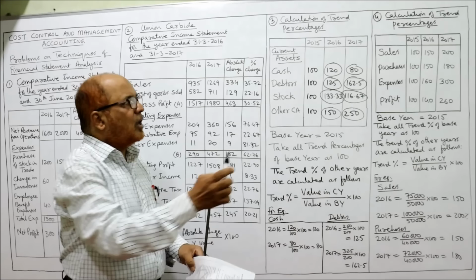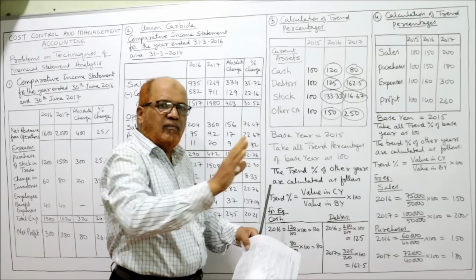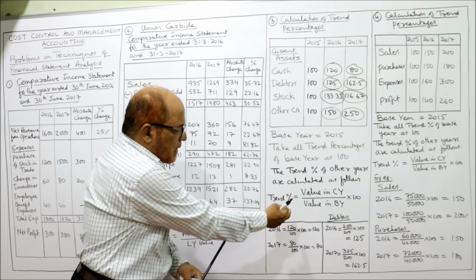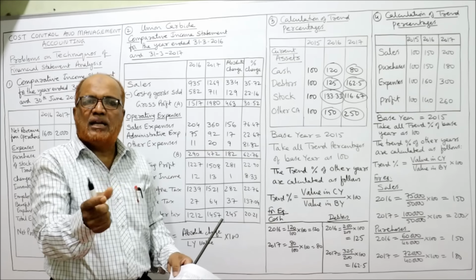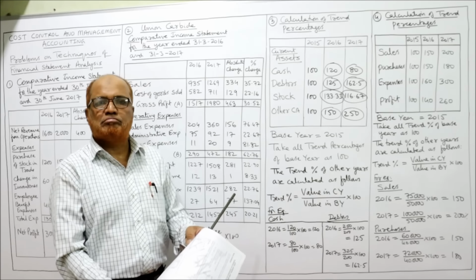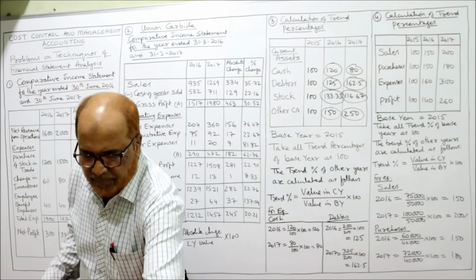The base year, always we have to take all 100, whenever we calculate trend percentage. For other trend percentages, apply this formula: value in current year divided by value in base year into 100. That's all. So third problem completed.